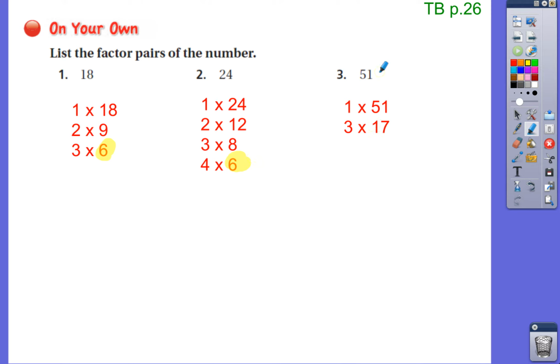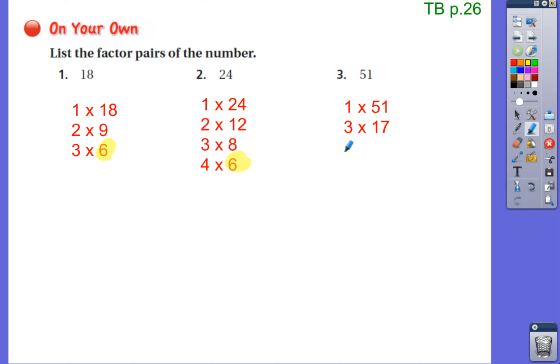Okay, finally, 51. I can multiply 1 times 51 and get 51. I can try 2, but I know it won't work because 51 is an odd number, so I'm going to skip the factor 2 and go on to 3. 3 times 17 will also give me 51.